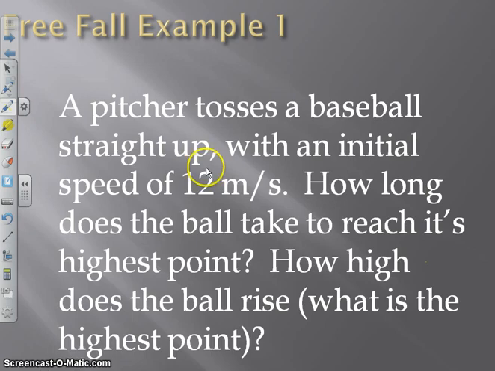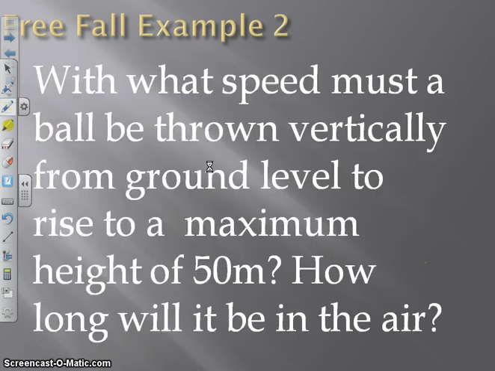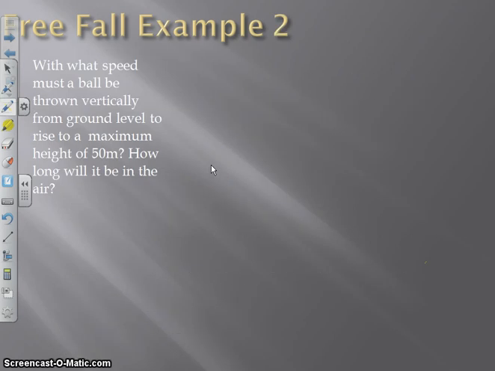So let's take an example here. I'm going to skip this one because this is a lot like the one that we did in class. Instead, let's do our example number 2. So let's say I'm trying to figure out with what speed, so that's telling me to calculate initial velocity. Does it have to be thrown vertically? That tells me that this is going to be in the y direction. To reach a maximum height, that's a distance of 50 meters. And additionally, they want to know how long is it going to be in the air. So they're asking me to figure out a time.